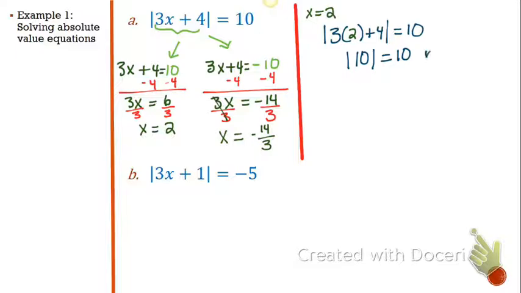The absolute value of 10 is 10. So that means that that one is good to go. Let's check the second one.